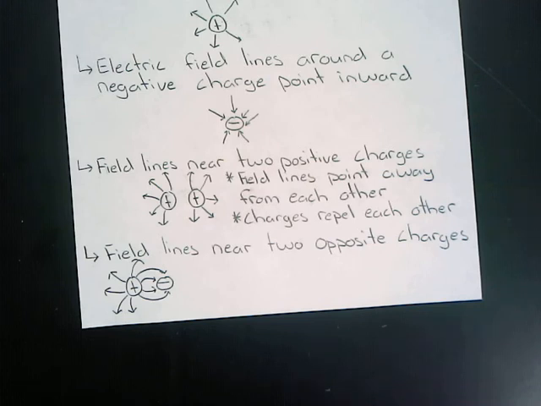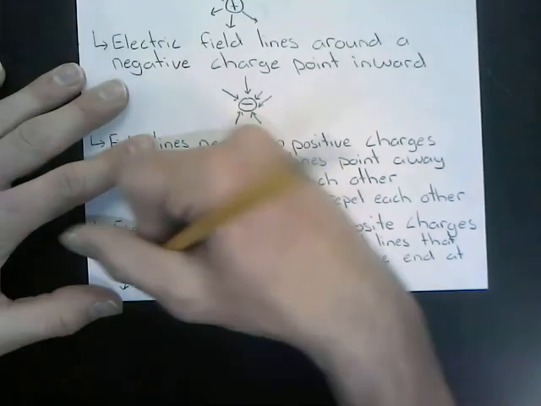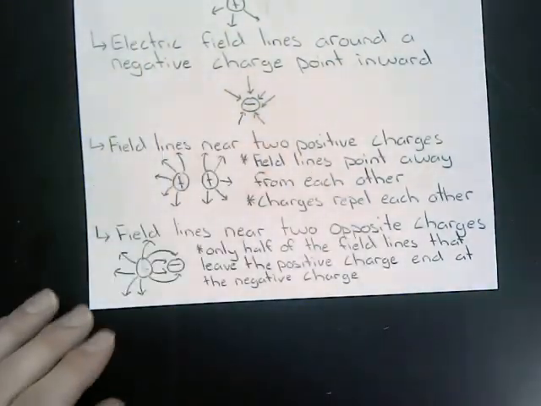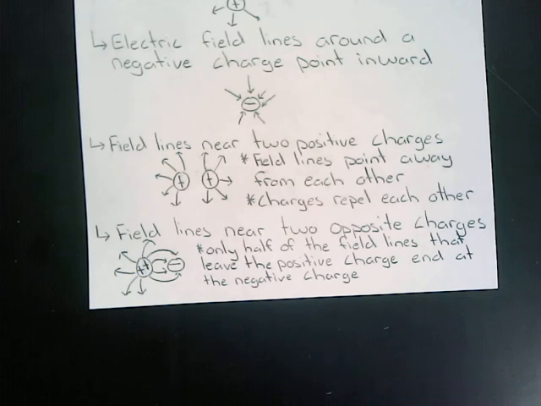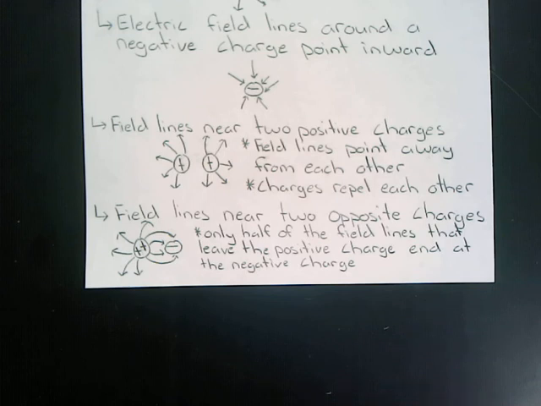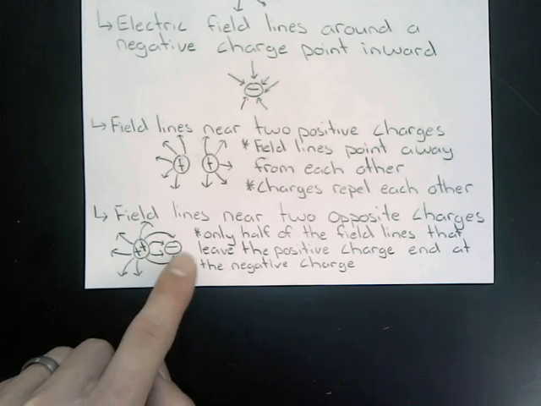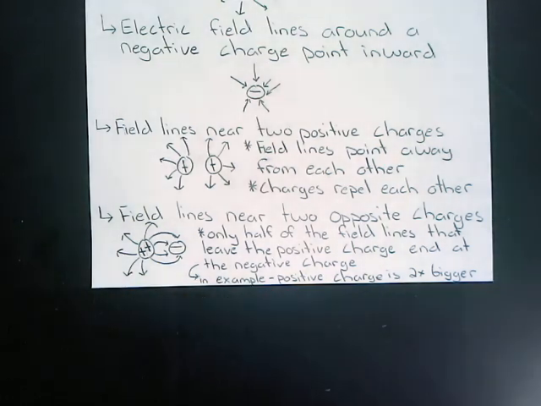So, something to keep in mind here: only half of the electric field lines that leave the positive charge end at the negative charge. And I forgot one important thing here. This positive charge right here is supposed to be twice, or two positive charges. That plays a key role in that statement I just made. So again, two positives, one negative, and only half of the field lines that leave the positive charge end at the negative charge. That happens because the positive charge is twice as big as the negative charge in this example. Again, this is specific to our example.